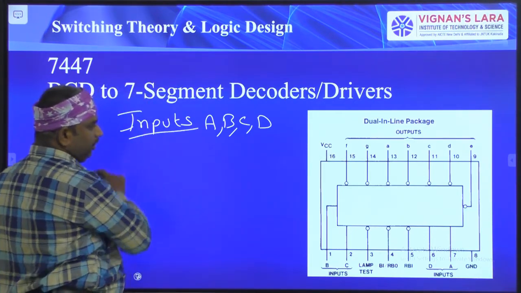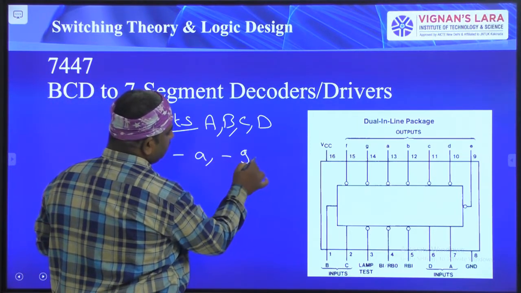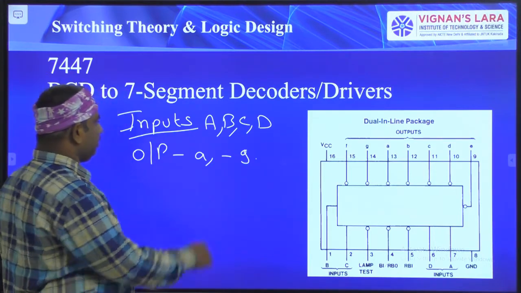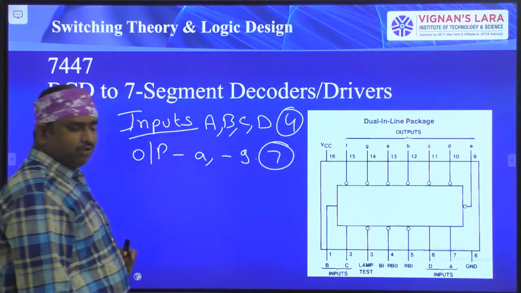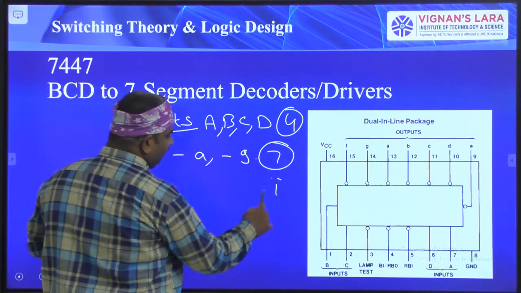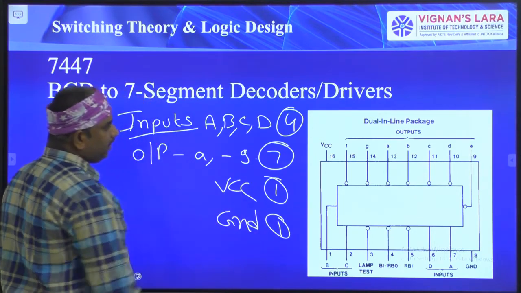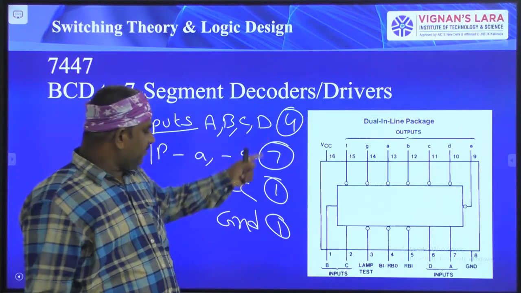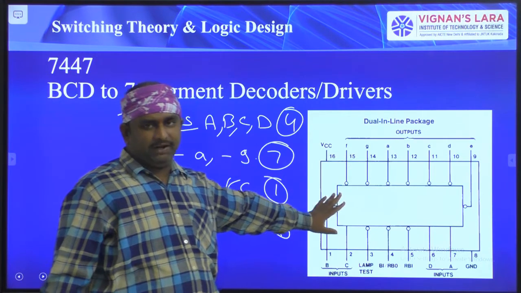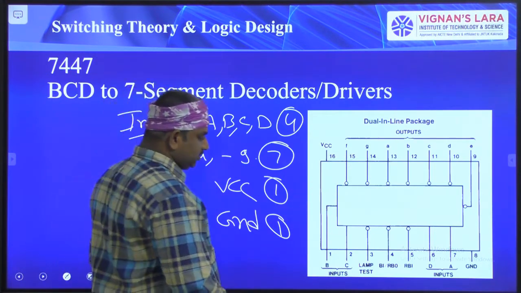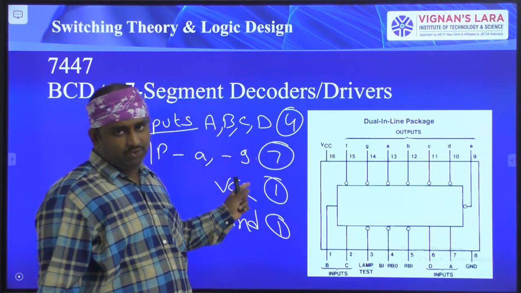See here, these are the inputs, and here we have the outputs, small a to small g. Totally 7 outputs are available. So 4 inputs and 7 outputs. Next, 1 VCC and 1 ground. Totally 7 plus 4 is 11, 12, 13. Totally we have 13 pins. This is a 16 pin IC, and in this 16 pin IC we have used 13 pins.